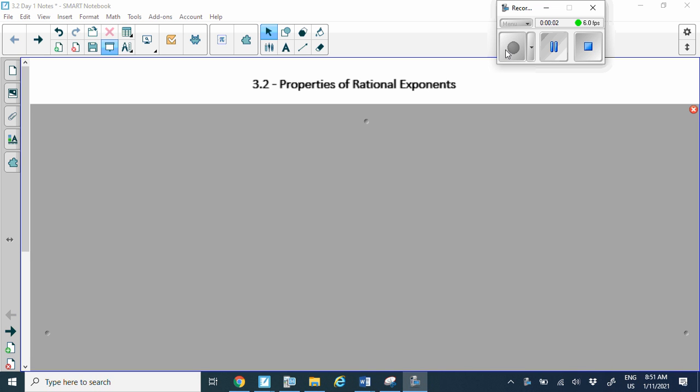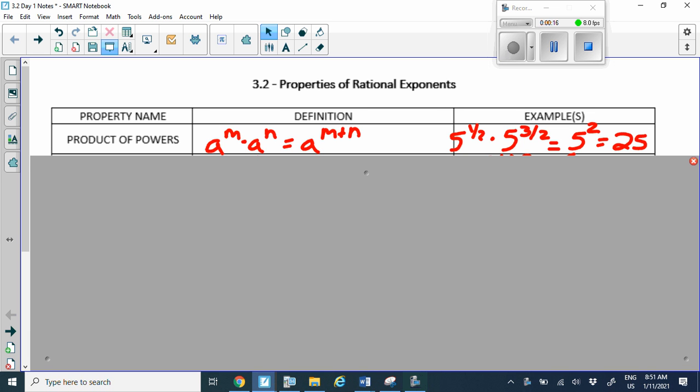Hey guys, so here's the notes for 3.2, day 1. We're going to be talking about properties of rational exponents. Okay, so these properties we've seen when it was just regular exponents. We're going to apply it to the same thing here. So the first one is we call the product of powers. Now remember, you don't need to memorize the property name. You just need to remember how to use these properties.